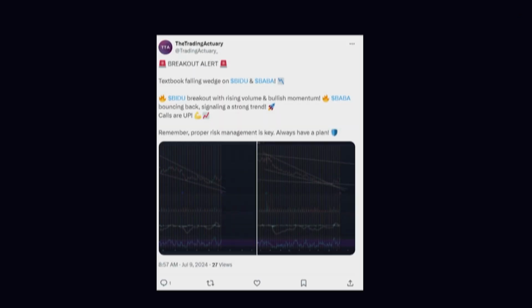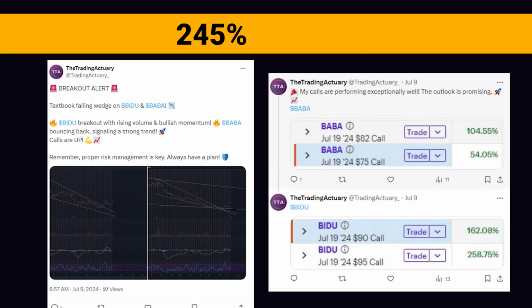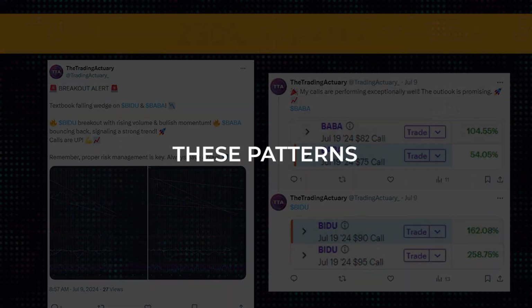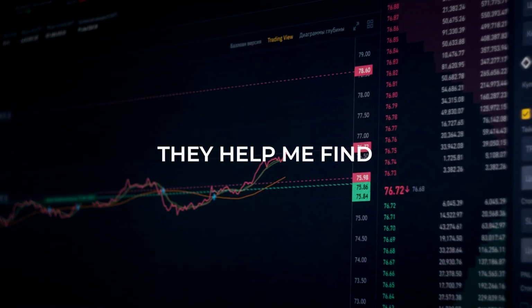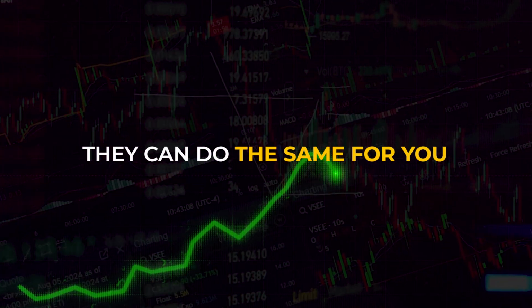I also used a wedge pattern on Baba and Baidu stocks, which resulted in over 250% in profits. These patterns really do work. They help me find the right entry and exit points. And with a little practice, they can do the same for you.